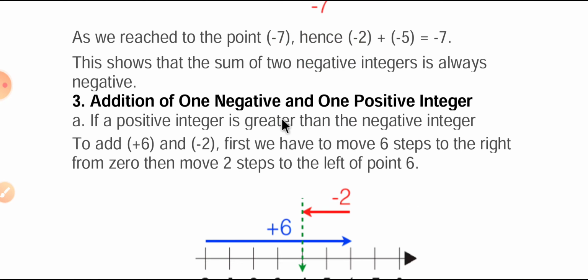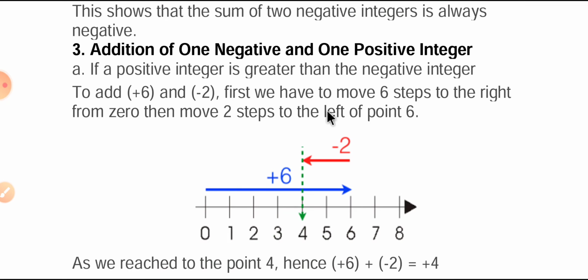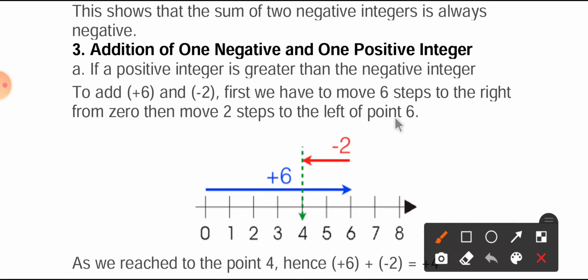Then the third one, addition of one negative and one positive integer. There are two cases. First case: if the positive integer is greater than the negative integer. For example, add +6 and -2. First we have to move 6 steps to the right from 0, then move 2 steps to the left of point 6. In a number line, we always start from 0 only.